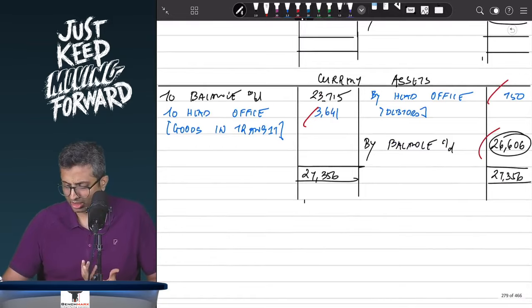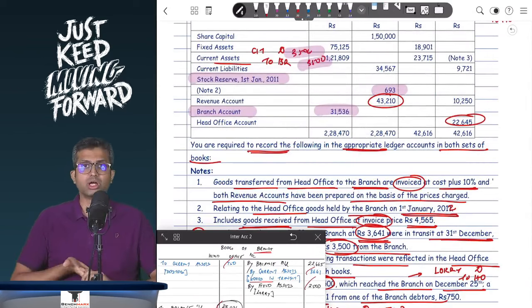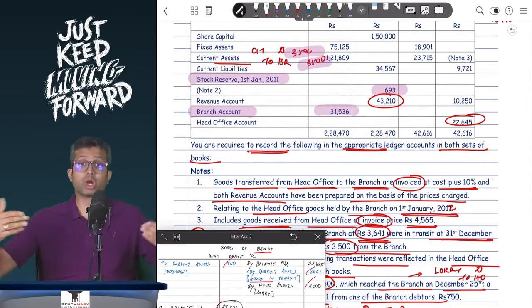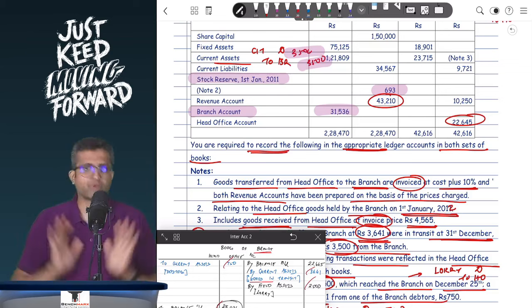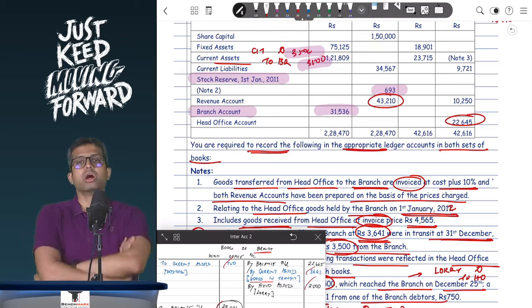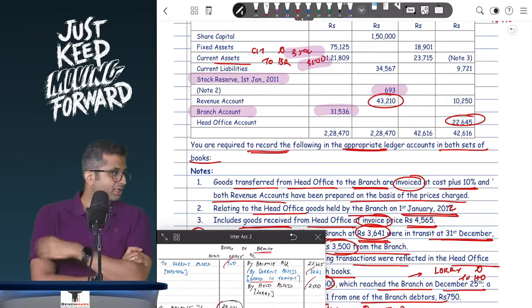You will get 26,0606. If you give effect to all of these items, like we just discussed, your accounts will be ultimately ready for the purpose of finalization. I guess that should be it.